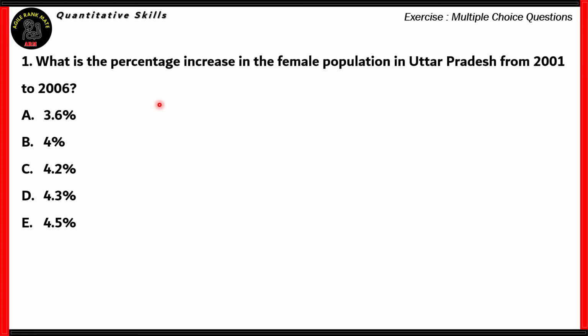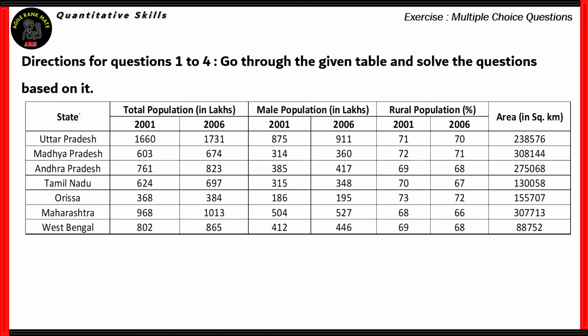Now the first question here is asking us about percentage increase in the female population from 2001 to 2006. Now if you look at the table itself, we don't have female population mentioned here. What we do have is the total population and the male population. So let's write those first.